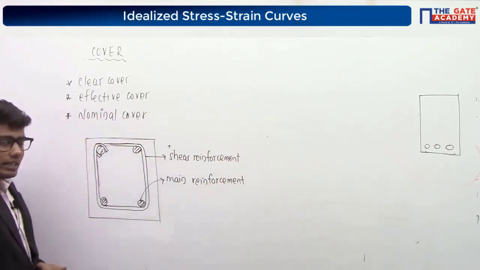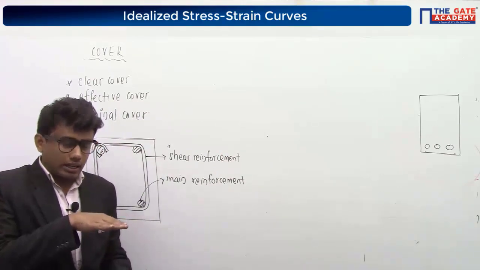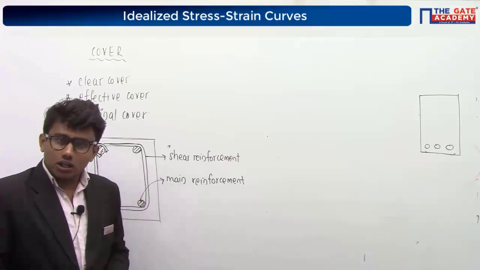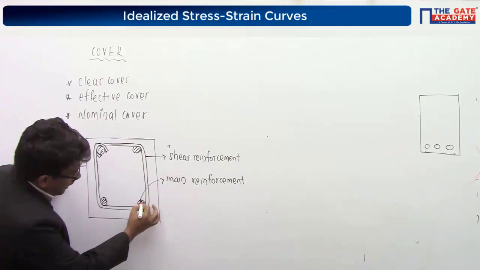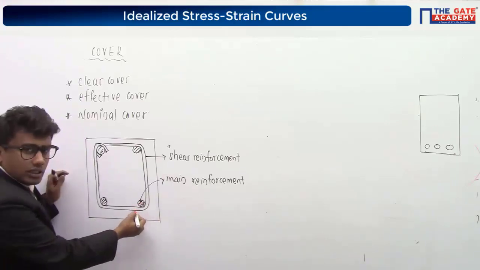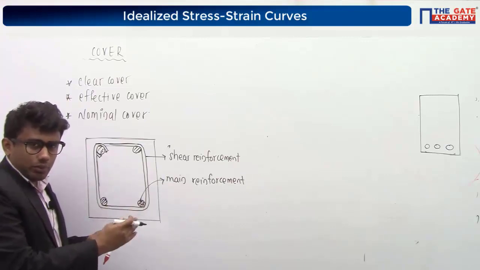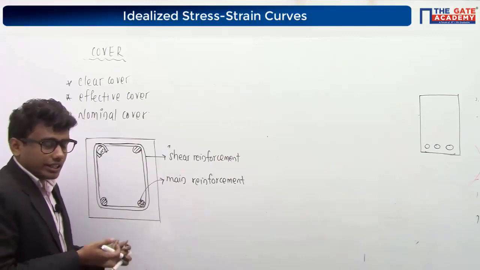Right. So what is cover? I told you, the gap between the reinforcement and the concrete bottom fiber, or the nearest side of the concrete, is called our cover. So here, we can see we have our main reinforcement. We are having one more reinforcement here. That is called secondary stirrup or our shear reinforcement. Yes, Saksham, you are right. That is called stirrup or shear reinforcement.